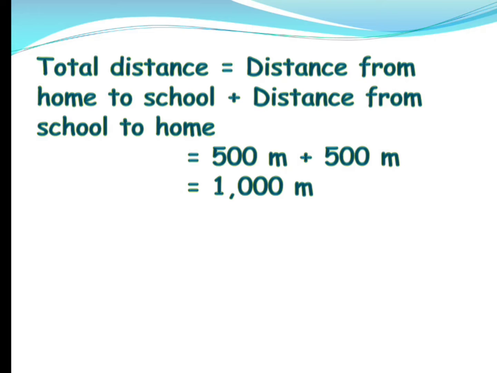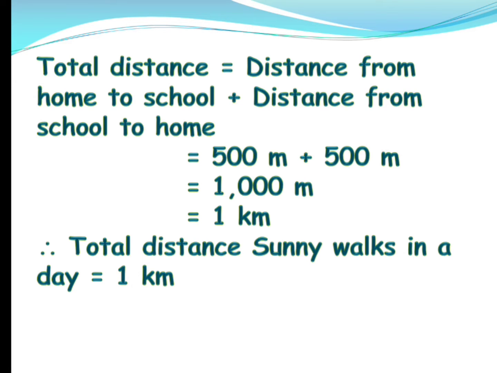Here you can directly write it because it's round numbers. If you are unable to add it, children, use your working column, write 500 plus 500, add ones place, tens place, hundreds place, then also you will get 1000. Okay, you can use your working column here also. So 1000 meters is equal to 1 kilometer, isn't it, children? The standard form we have is 1 kilometer is equal to 1000 meters, so you can directly write it as 1 kilometer. So the total distance Sunny walks in a day is 1 kilometer.